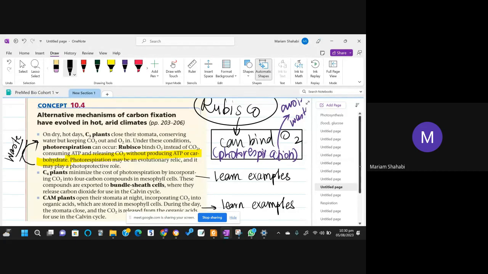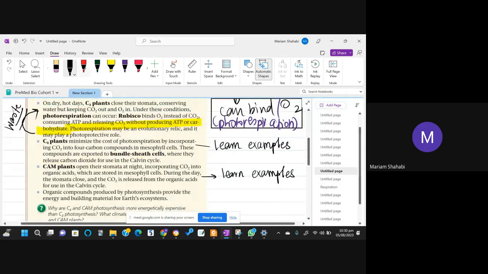So some plants have adaptations. So there are different types of plants depending on how they do carbon fixation. C4 plants जो होते हैं, they minimize the cost of photorespiration by incorporating CO2 into 4 carbon compounds. 4 carbon compounds, इसीलिए इनको C4 भी कहते हैं, in mesophyll cells. These compounds are exported to bundle sheath cells, just remember the name, where they release carbon dioxide for use in the Calvin cycle.